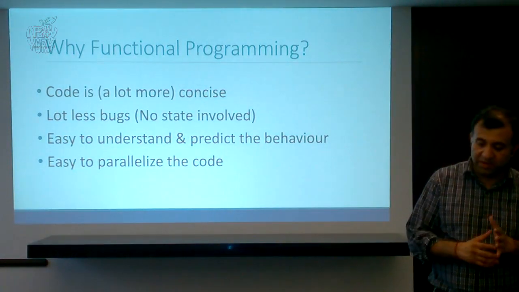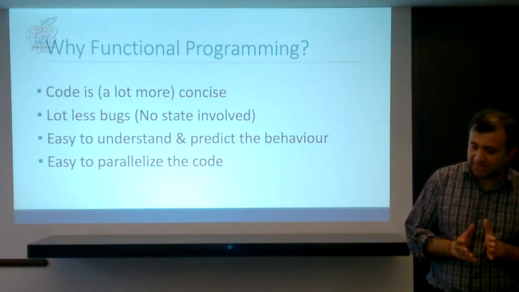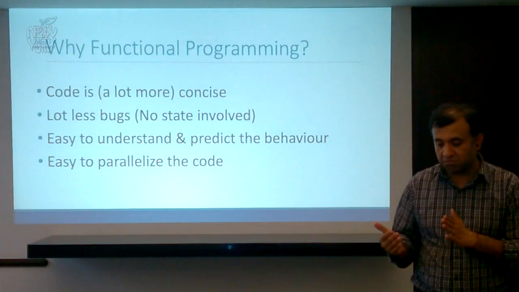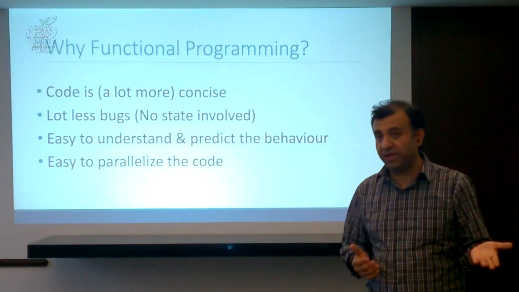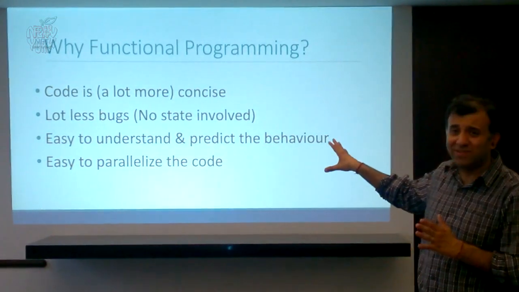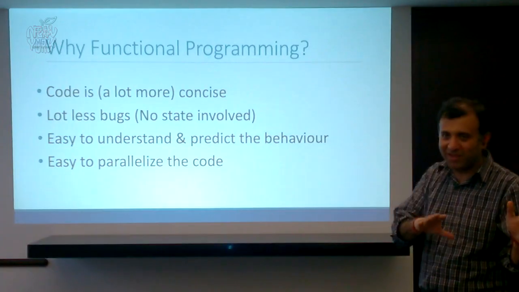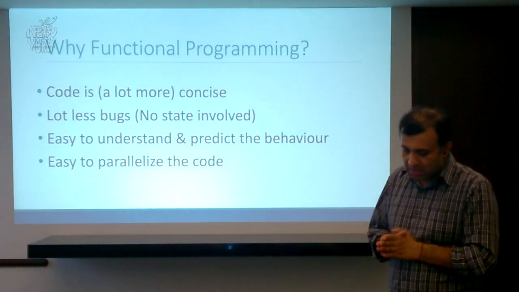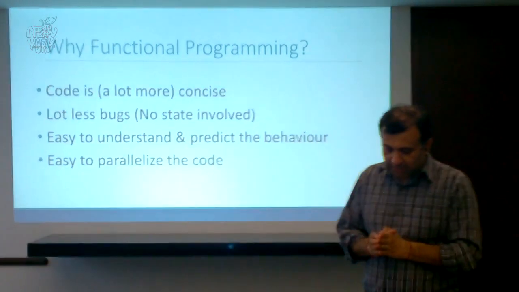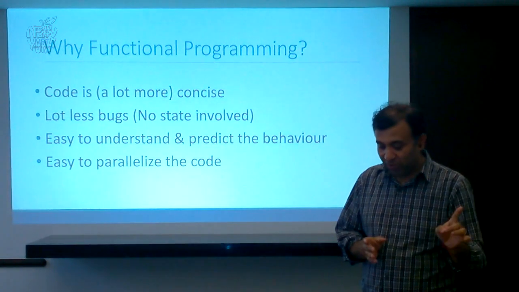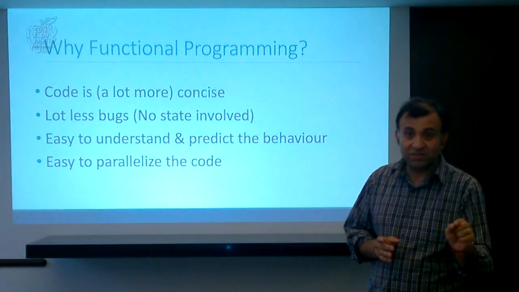Because it's more declarative, the code is a lot easier to understand. You can predict the behavior because you don't have the hidden state. All this might sound like an abstract theory, but when we come to the code, it becomes a lot more clear. And last, but a very important point, it's very easy to parallelize the code.